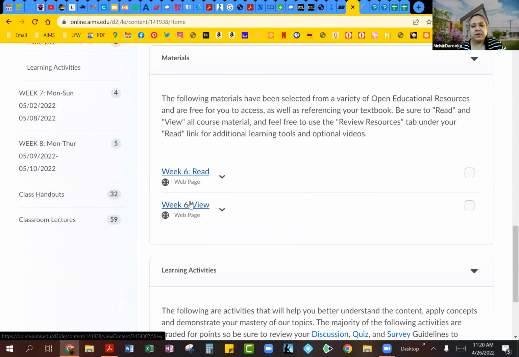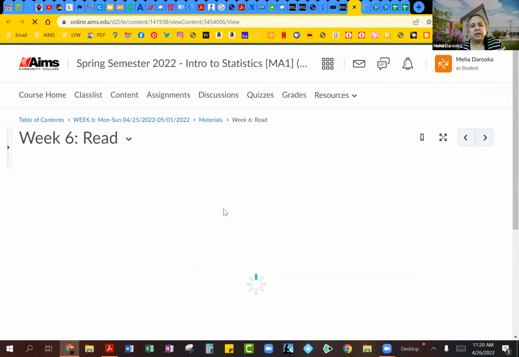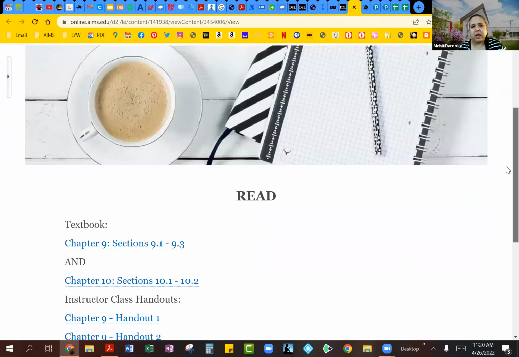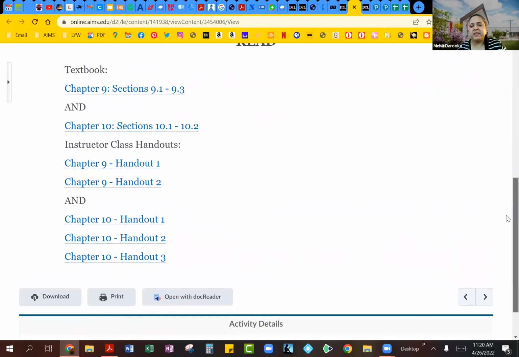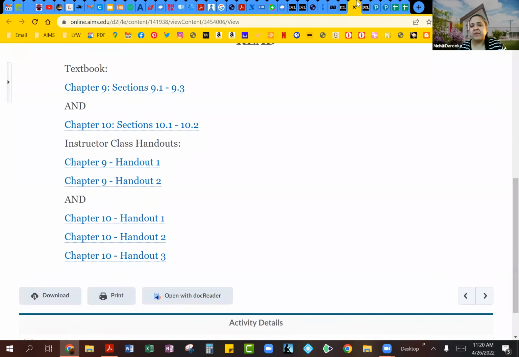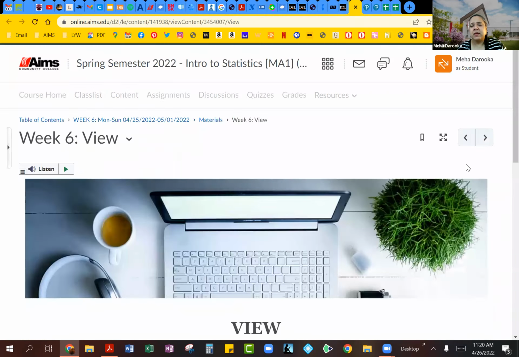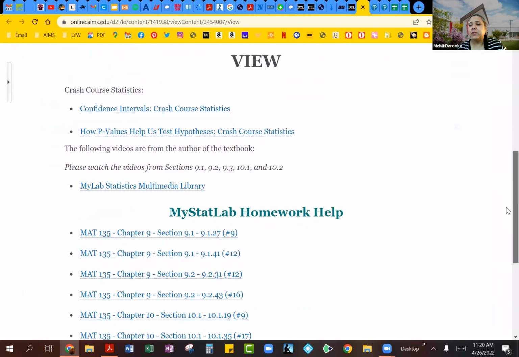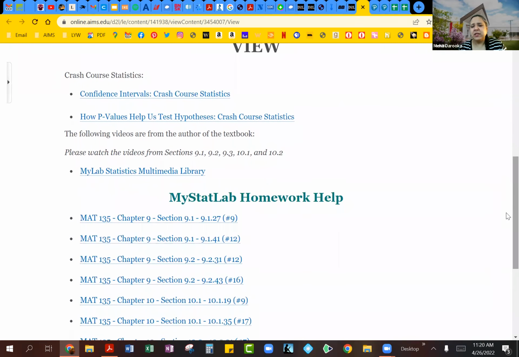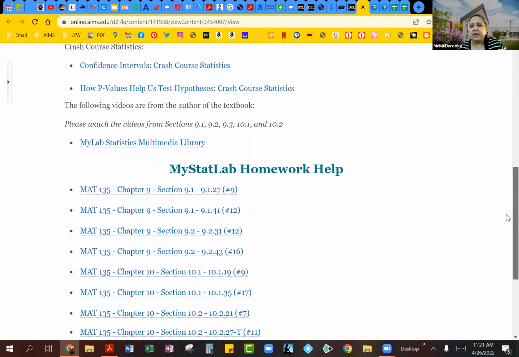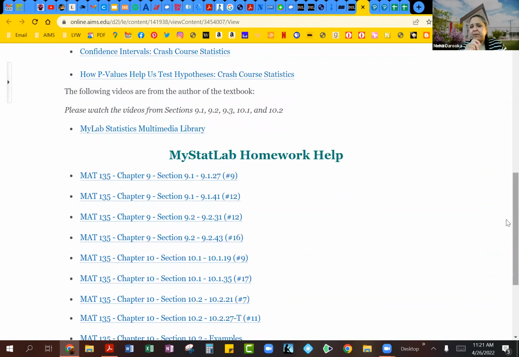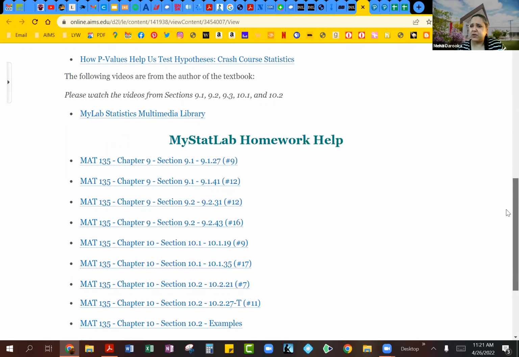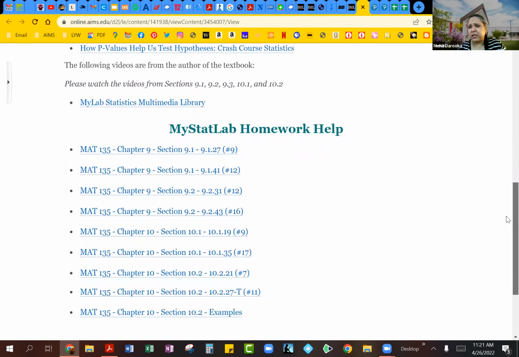reading assignments here again, I've included links to the textbook pages and then the handouts that I have created. So you have that available under the reading assignment. And then for viewing, I've included the crash course statistics videos, and then I've actually given you a link to the multimedia library because for this, I actually work on homework problems more so than do a lecture for this. So there's not a lecture video for this, but again, you have some available in the multimedia library if you would like to take a look.